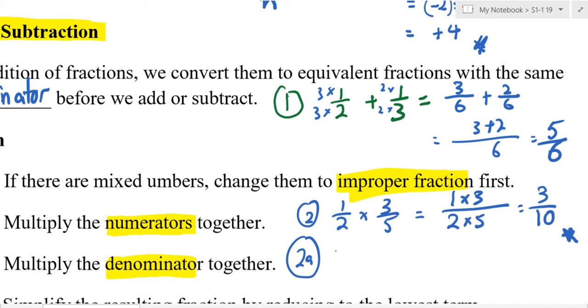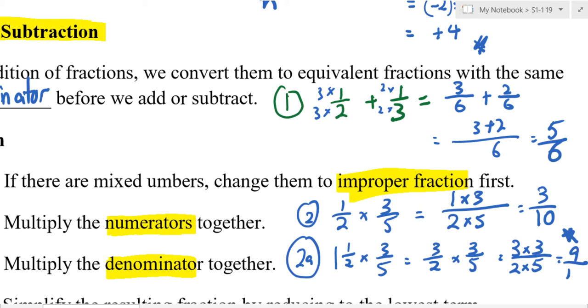Now, 2a. What if it's a mixed number? What do you have to do? Convert the mixed number first. So convert, what do I do? 2 times 1 plus 1. So 3 over 2 times 3 over 5. So what do I do? 3 times 3 over 2 times 5. This is 9 over 10. Ta-da! Very easy, right?